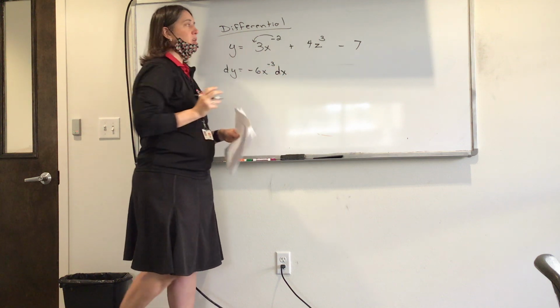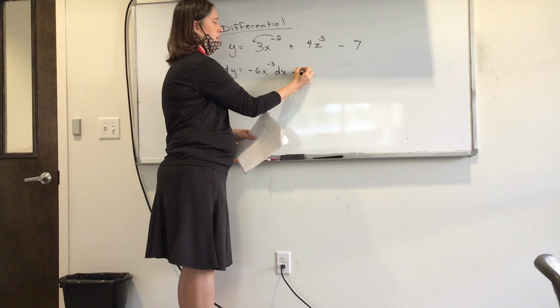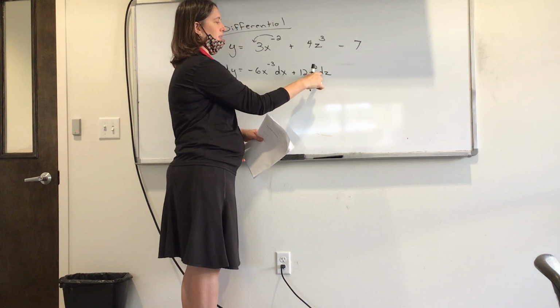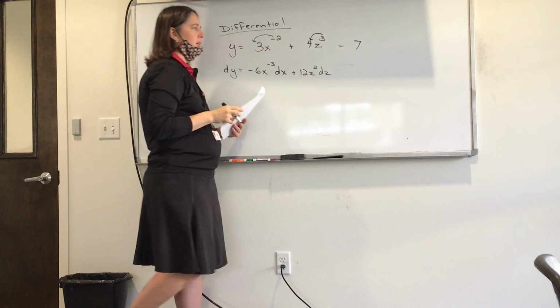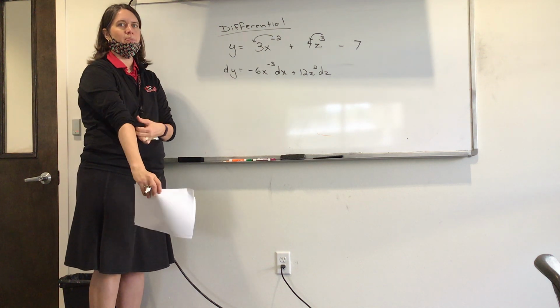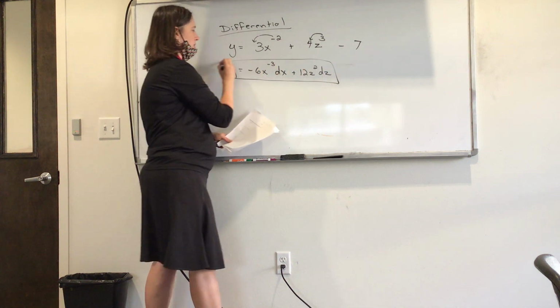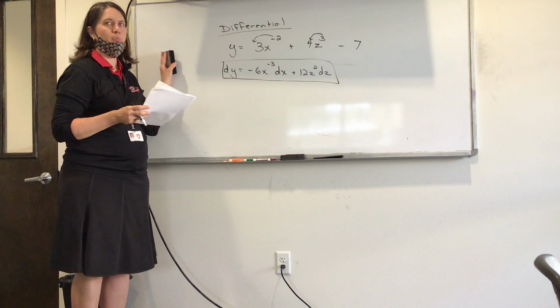Josiah, how about the second part, the 4z cubed? So it'd be 12z squared dz. Very good. So our variable this time is z, so I did differential with respect to z. We dropped the exponent down to the front and then subtracted 1. Amelia, what about the constant there at the end? 0. It's just 0, so I don't need that. And this would be my final answer for the differential of that kind of sum. Okay, we're good. Question number 1 there.